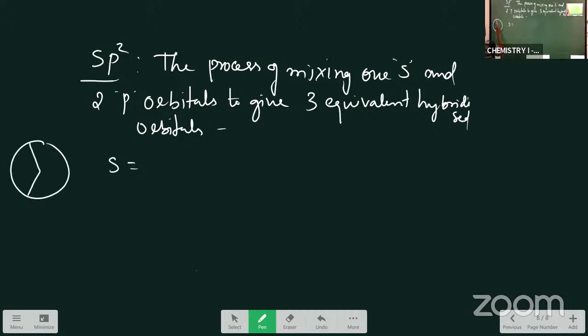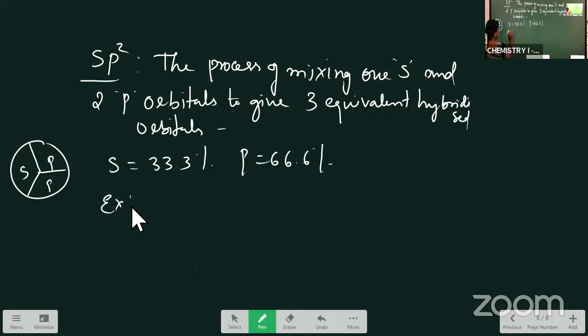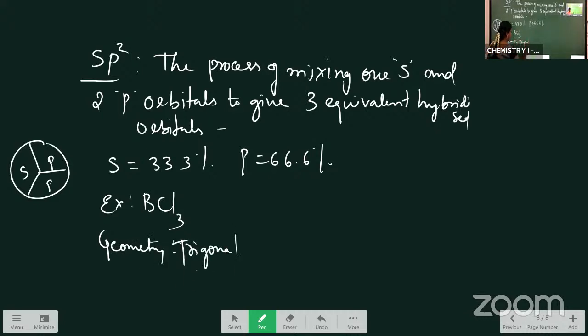Now, then what is the s character here? Divided into 3 parts. 1 part is s, 2 parts is p. Okay. So s character is 33.3% and p character is 66.6%. Now, what is the example here? Example is BCl3, boron trichloride. इसका geometry क्या है? This is trigonal planar. इसका bond angle क्या है? Bond angle is 120 degrees.